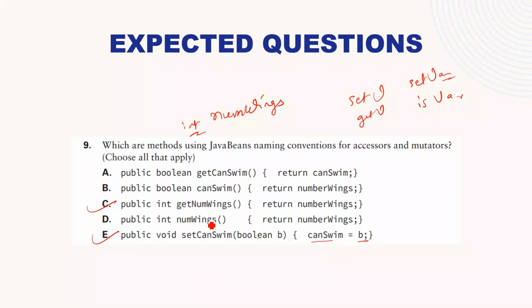Public int numWings is not fine, there is no set over here, so not going with that. Public boolean canSwim is not going to work, as I've just told you, we have to add is over there. And getCanSwim is also not going to work because there is no is over there. So properly think about the naming conventions of getters and setters. I have also explained it in detail in my previous videos in chapter 4. Please go and have a look at it.